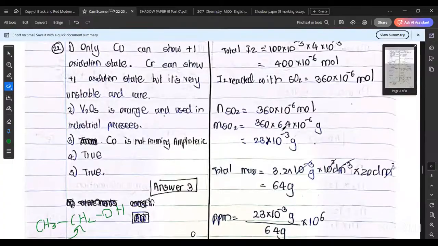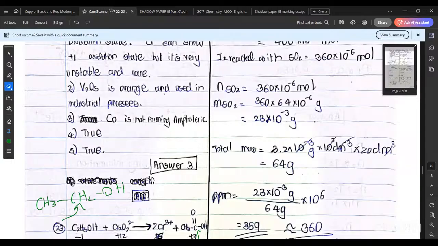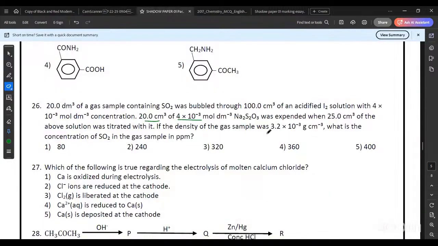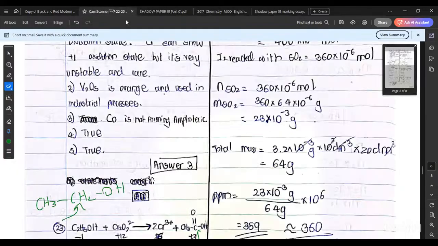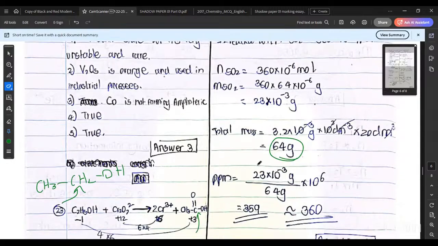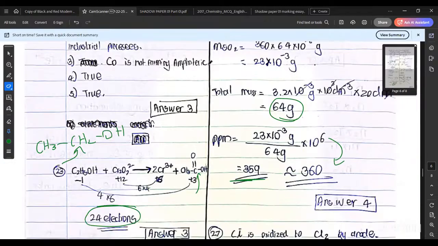And then for the mass of SO2, you just have to multiply that by the molar mass. And then, people, you have 23 × 10 to the power minus 3 grams. Then the total mass will be the volume again, make it density, right? They have given a density of the gas sample also. So you multiply the density and the volume and you get 64 grams. That is the total mass. Mass of SO2 divided by the total mass, multiplied by 10 to the power 6, you get the ppm value. That's 360.